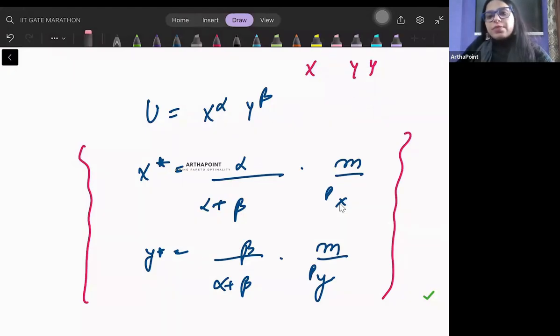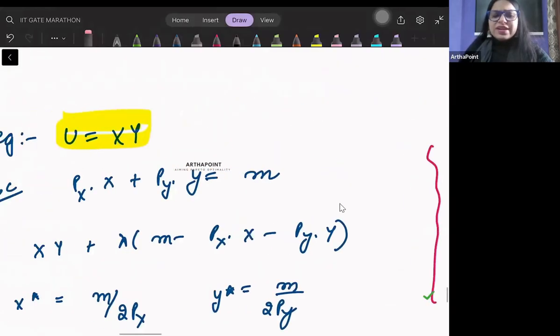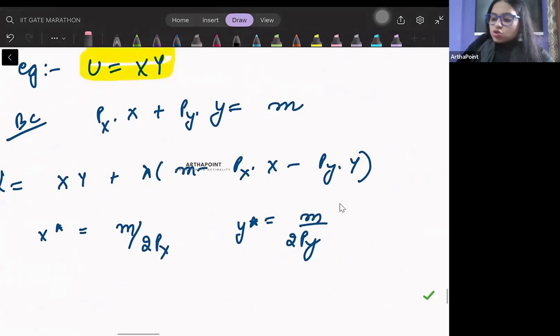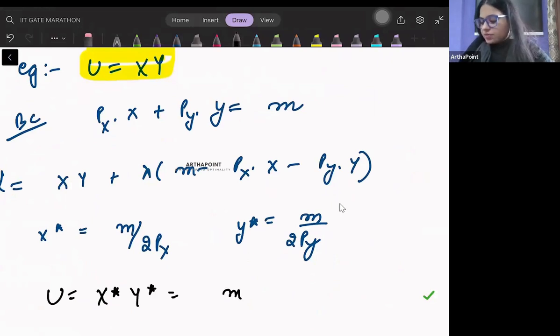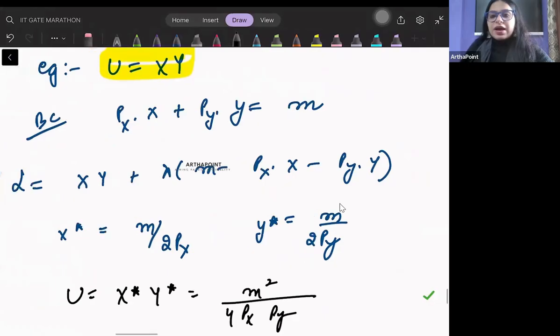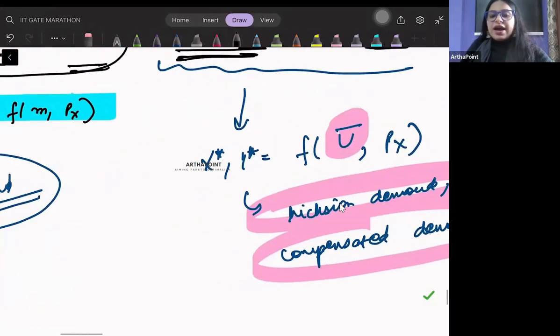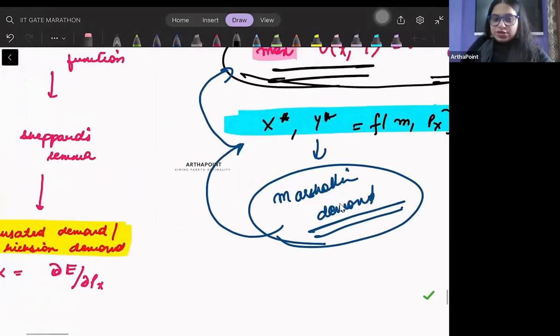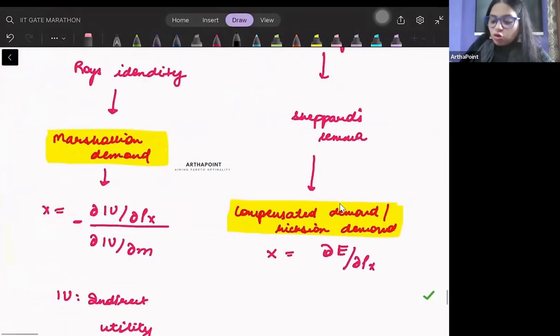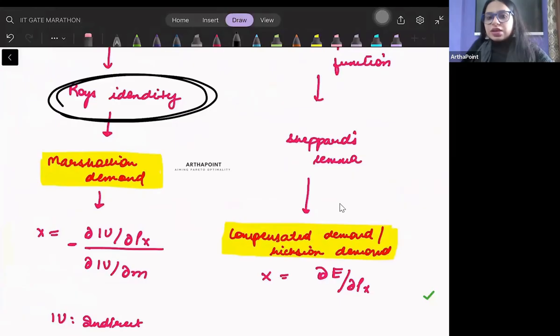Ki, theek hai, let's just do MRS equal to px by py. No time for that. So you will get x and y as this. So your indirect utility will become x star into y star and that can be written as m square by 4 px py. ये आपकी indirect utility हो गई है. अब हमें क्या करना है? I have got my indirect utility function. उस पे हम Roy's identity लगा सकते हैं.